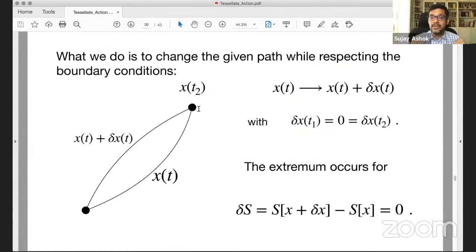At time t1 and at time t2, they're the same x's. Those are called boundary conditions of my problem. For any extremal problem like this, the boundary conditions are the most important. If you change the boundary conditions, you'll get a different equation of motion. And the extremum is such that the action evaluated for the slightly varied path minus the action evaluated at the original extremal path is 0. Are you with me? Hopefully you are.